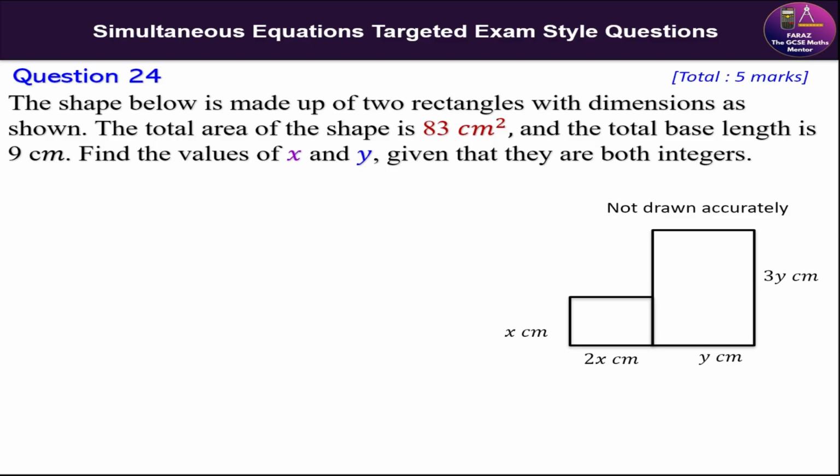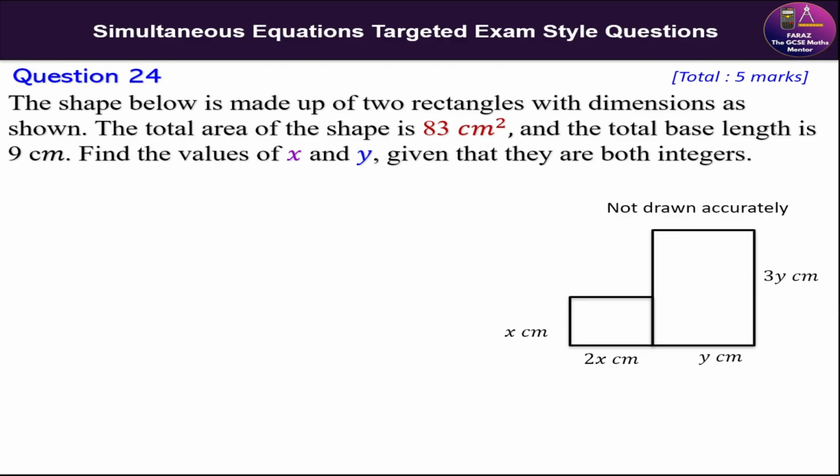Alright, now let's start with this tricky question, question number 24. The shape below is made up of two rectangles with dimensions as shown. The total area of the shape is 83 centimeter square and the total base length is 9 centimeter. Find the values of x and y given that they are both integers.